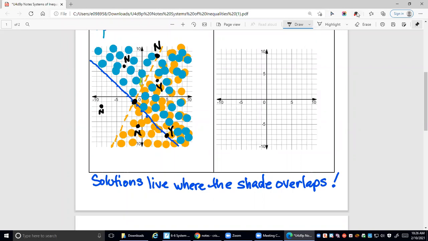I'm going to hit pause. Ladies and gentlemen, we decided that this is also a no because it only satisfies the blue, being that the blue line is nice and solid. It does not satisfy the orange because it is on a dashed line. And this line does not include values that are on the line, right? All right, so I hope that clarifies it.